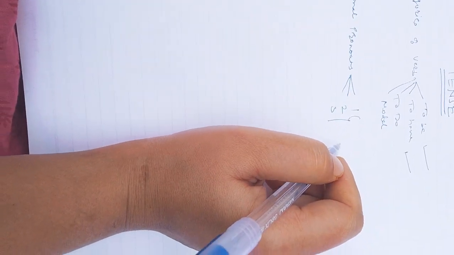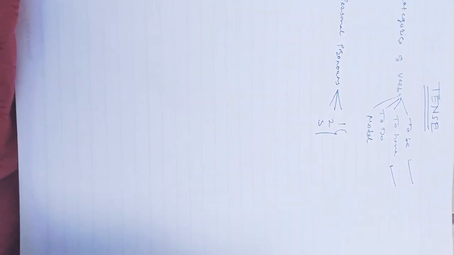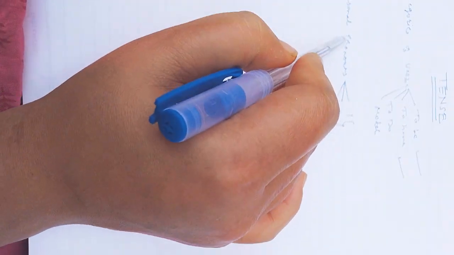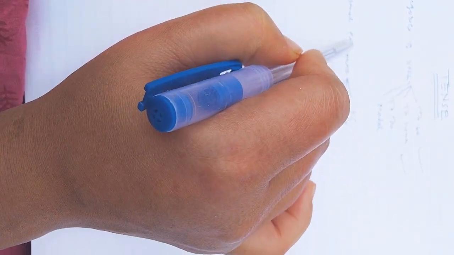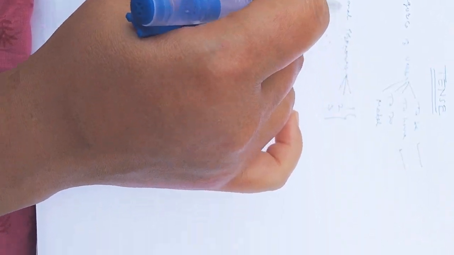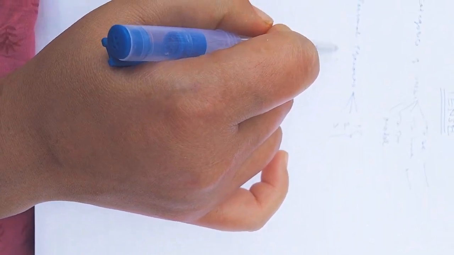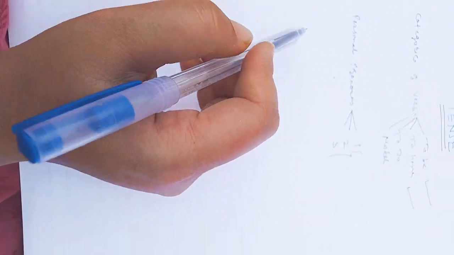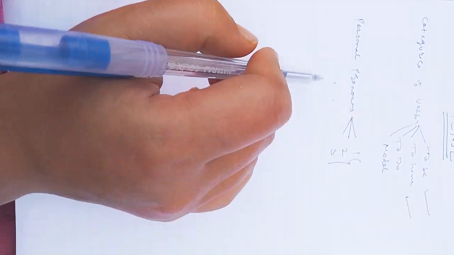We also discussed what forms of to be and to have are there for which kind of pronoun. As I told you, personal pronoun means pronoun which is indicating persons, right? So today I am going to introduce you to the actual tenses.